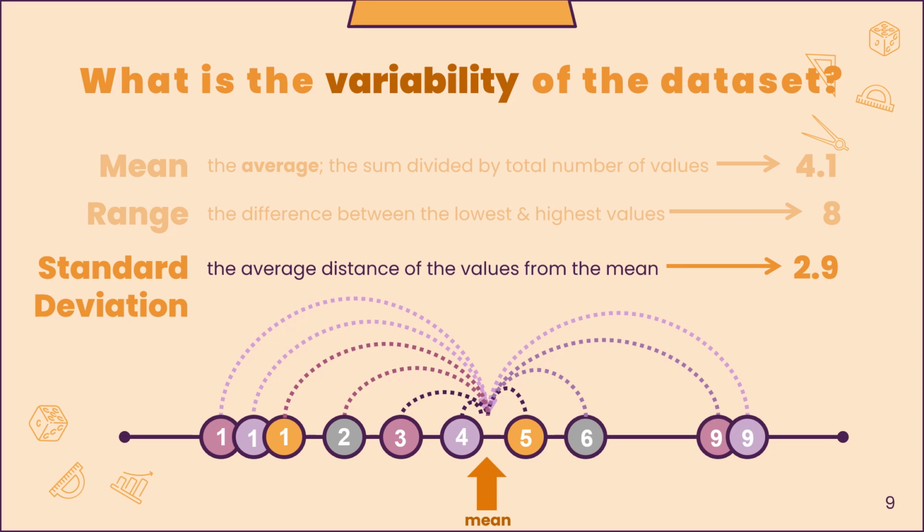So basically the standard deviation is the average distance of all the values from that mean, which is 4.1, right? And so in this data set, the standard deviation is 2.9. So why do we care about that, right? What does that mean? Why do I care about standard deviation?